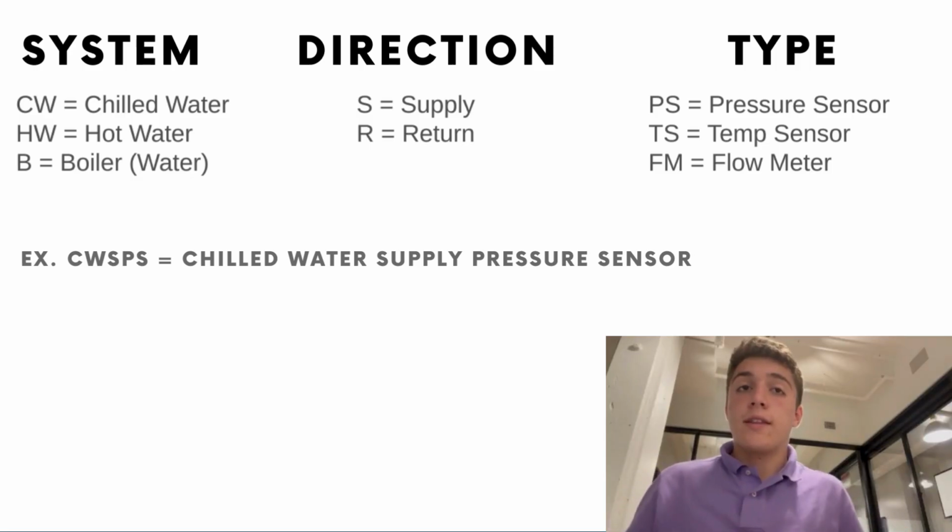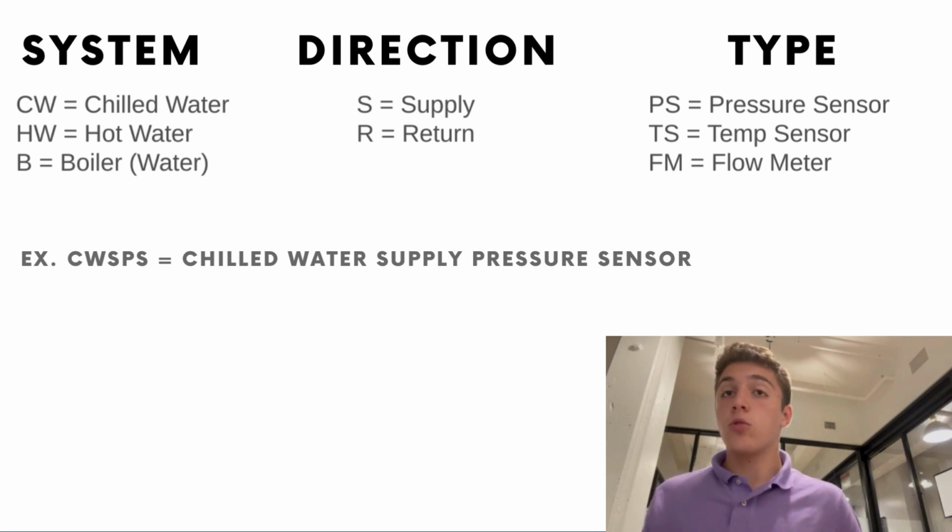Before we take a look at the next diagrams, I'd just like to go over a couple abbreviations I've made. There's going to be 3 parts to each abbreviation. There's going to be either CW, which stands for chilled water, HW, which stands for hot water, or B, which stands for boiler water. Next, there's going to be S and R, which is either supply or return. And then there's PS, pressure sensor, TS, temp sensor, and FM, flow meter.